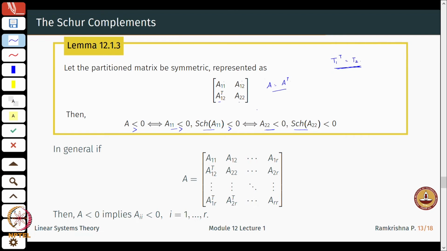And in general, a straightforward consequence is the following. I'll skip the proofs, but it's important to know these results. If A has blocks in this way, A11, A12, A12 transpose, A1R, A1R transpose, and so on, such that again A is A transpose, then A less than 0 implies that each of these diagonal entries, A11, A22, all the way till ARR, are less than 0.